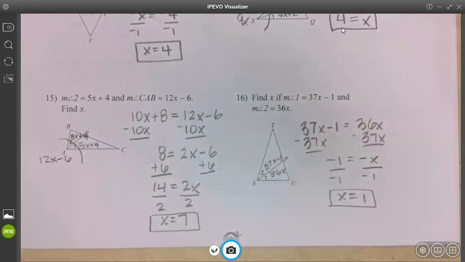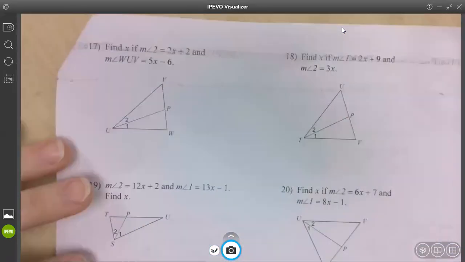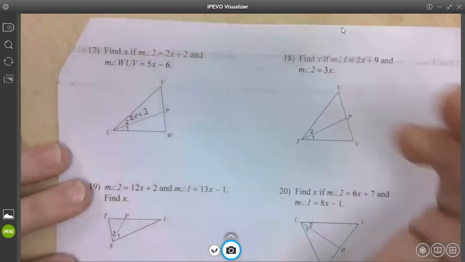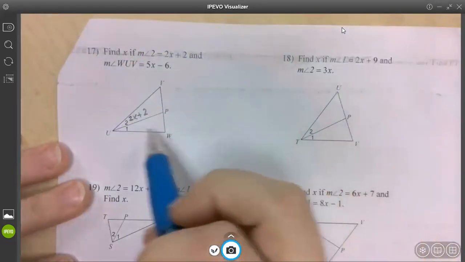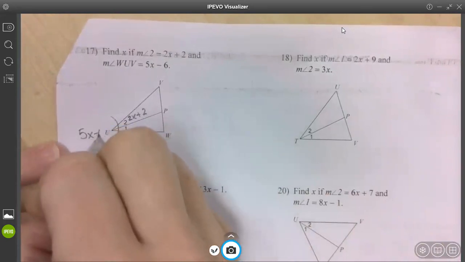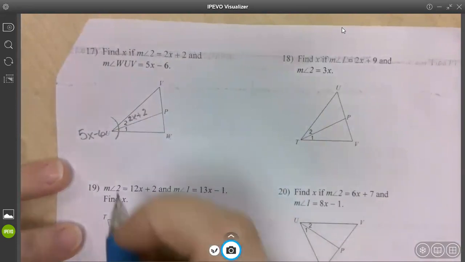Give me a second to write it down. And then we're going to flip it over and start on 17. 17 through 20 are basically just like this. So when we look at 17, it gives you the measure of angle 2, which is 2x plus 2. And it gives you WUV, which is the full one. So we need to add the two little ones and set it equal to the big one.